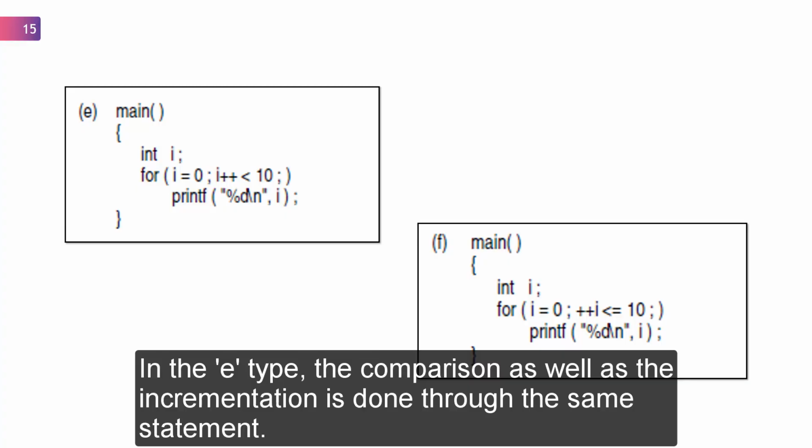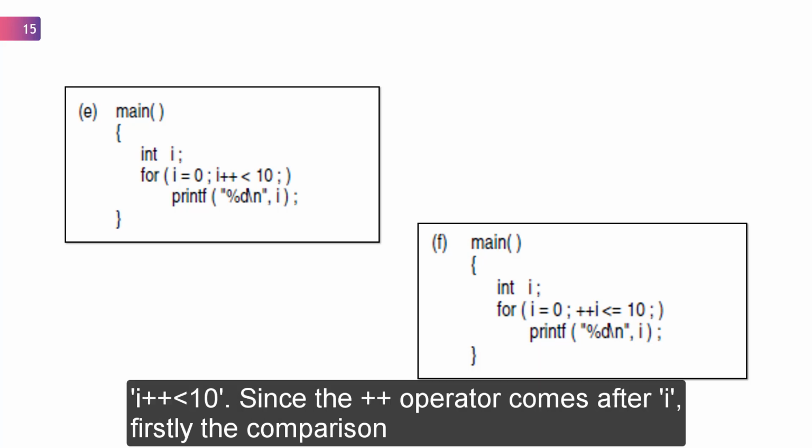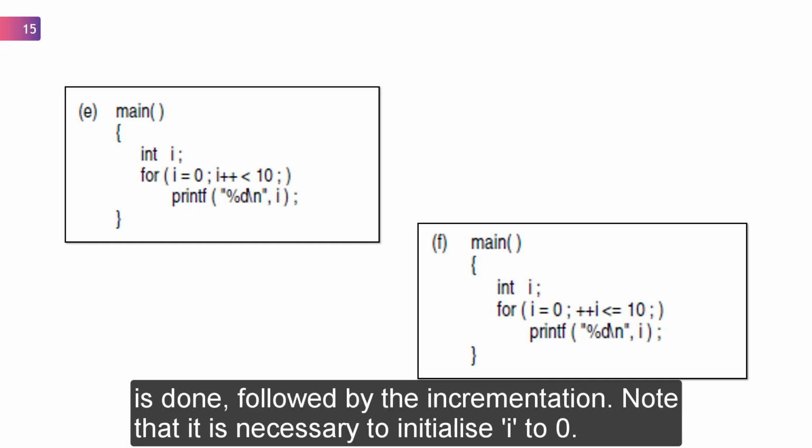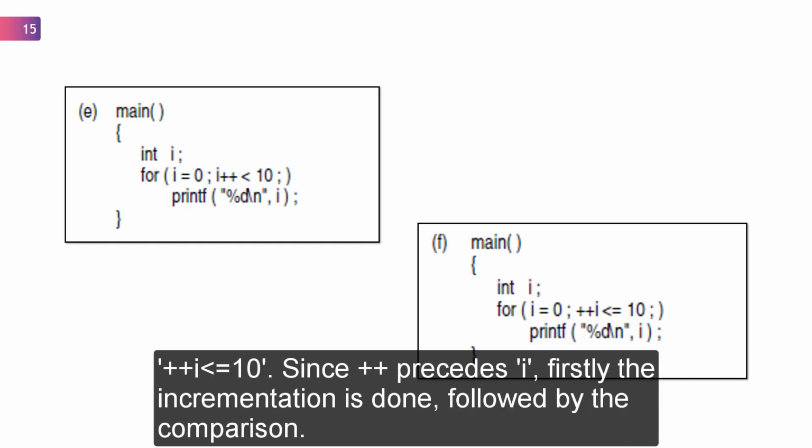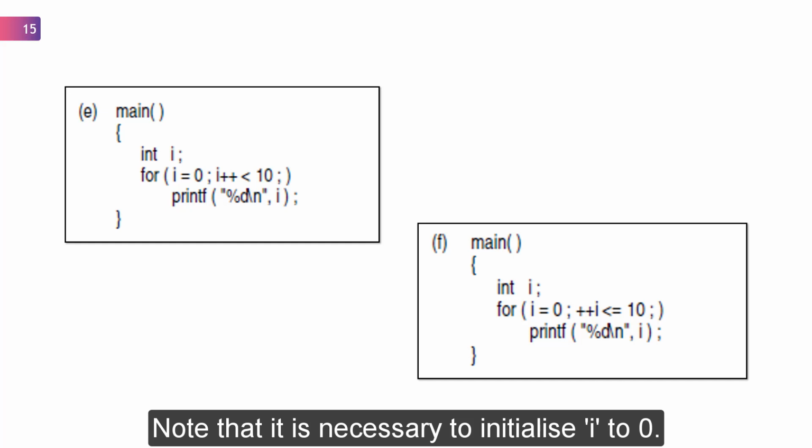In the E type, the comparison as well as the incrementation is done through the same statement. I plus plus is less than 10. Since the plus plus operator comes after I, firstly the comparison is done, followed by the incrementation. Note that it is necessary to initialize I to 0. In the last one, both the comparison and the incrementation is done through the same statement. Plus plus I is less than equal to 10. Since plus plus precedes I, firstly the incrementation is done, followed by the comparison. Note that it is necessary to initialize I to 0.